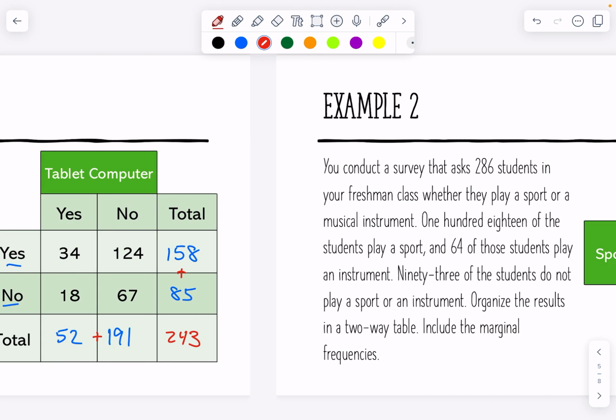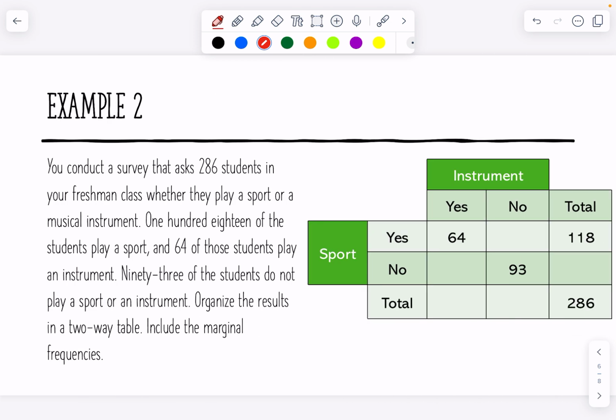Now the next example I have, we're going to be filling in some blanks here, so we're going to have to do some problem solving. In this one, I conduct a survey that asks 286 students in your freshman class whether they play a sport or a musical instrument. 118 of the students play a sport, and 64 of those play an instrument. 93 of the students do not play a sport or an instrument. Organize the results in a two-way table.